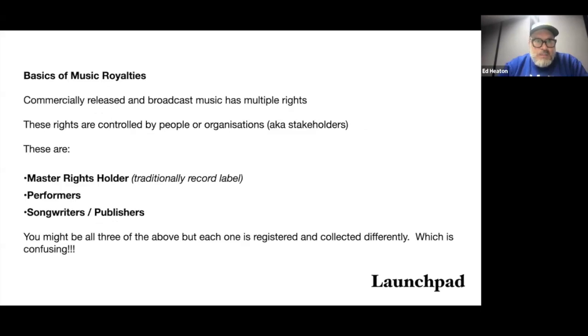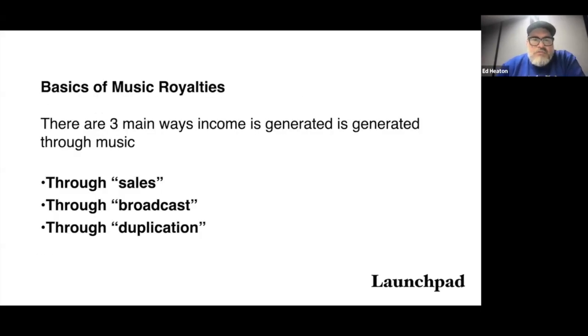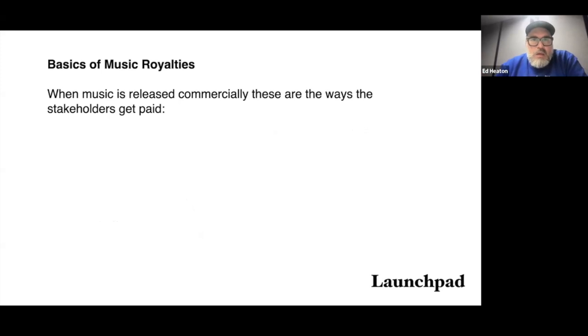There are three main ways income is generated through music: sales, which is obviously a little tricky now, broadcast, and duplication. So sales, broadcast, duplication. When a song is released commercially, these are the ways stakeholders get paid.